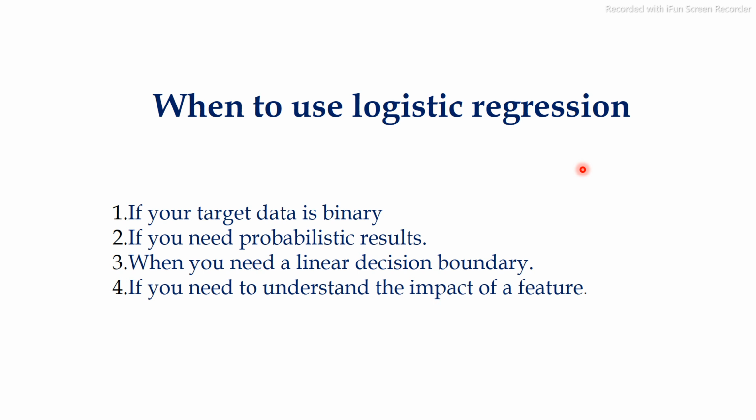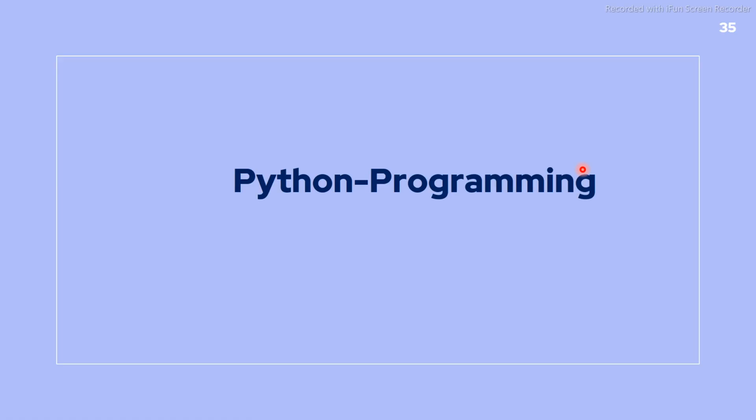If you need to understand the impact of a feature, let's say you would like to know how impactful certain features are while predicting the churn of a customer of a telecom company. You would like to know which important features decide the churn of a customer, because the ultimate aim of any telecom company is to know which features are creating a problem, which is why people are leaving the telecom service. In that case, if you would like to know the impact of features on a target variable, then you go with logistic regression. So these are some clues to use logistic regression. And you will go with Python programming.